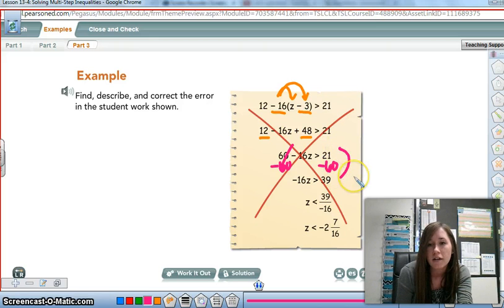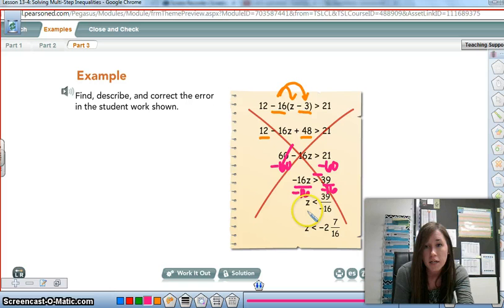Look in this area and see if you can see an issue. Well, 21 minus 60 is going to be a negative answer. This should be a negative 39. And it looks like next we would divide by a negative 16 on both sides. We're dividing by a negative value. Did they flip the inequality sign?